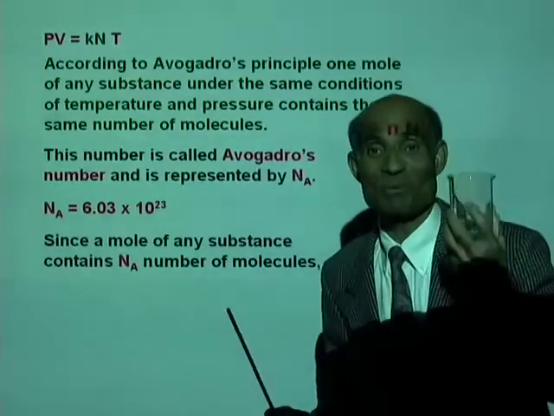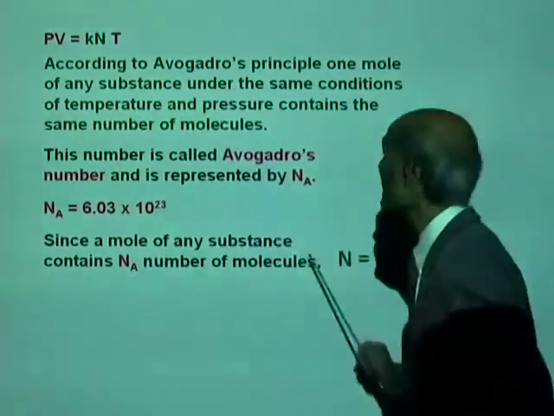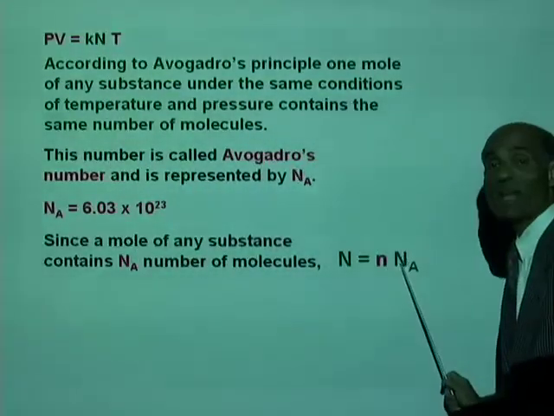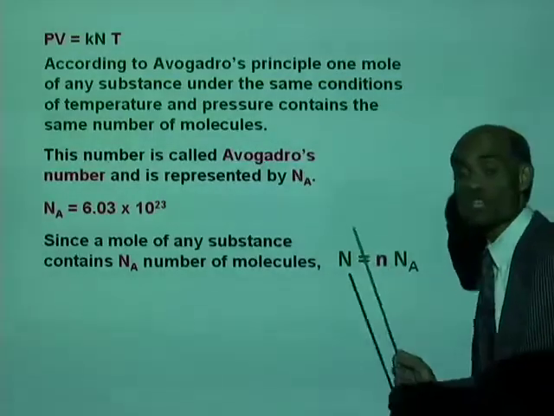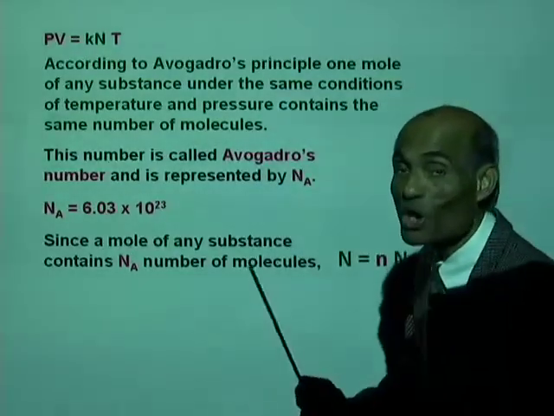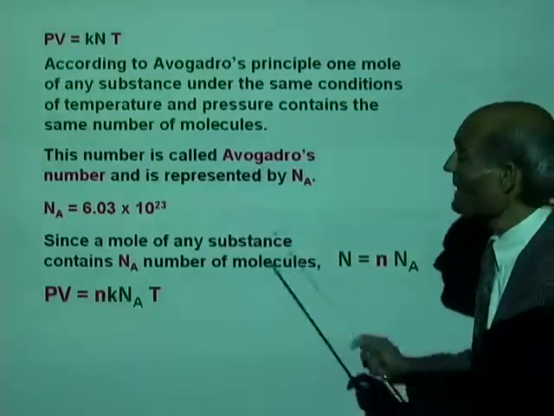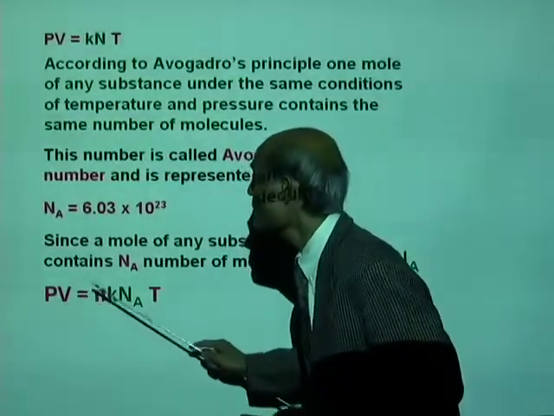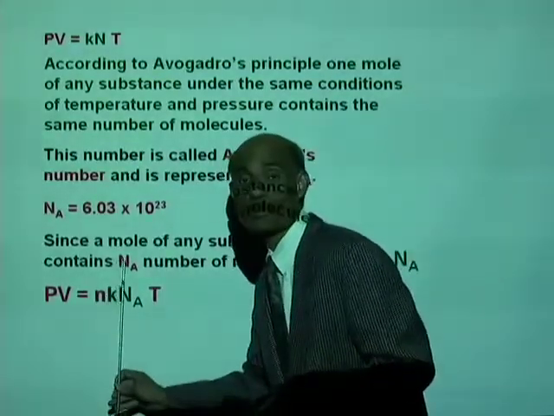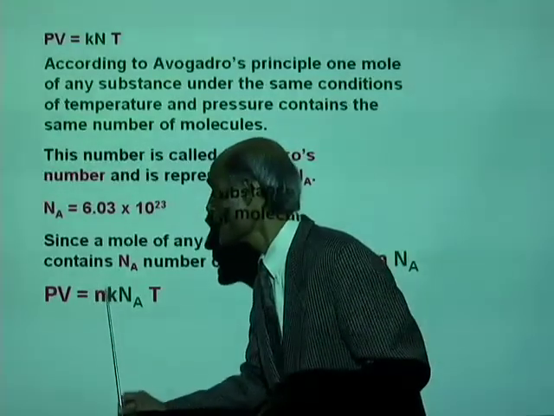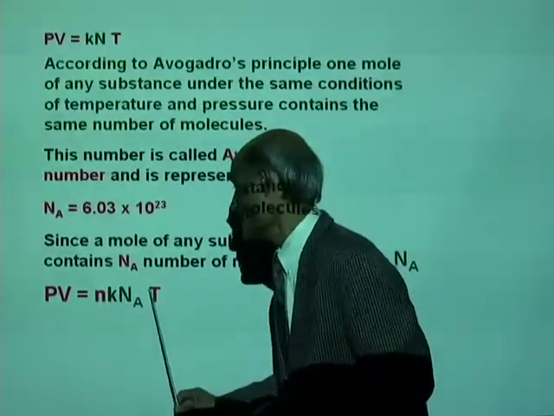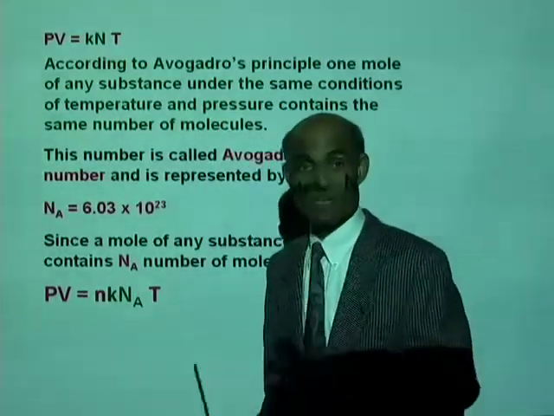So we will now write this N as small n times Na, where small n is the number of moles of gas and Na is the number of molecules per mole. And that gives us PV equal to nKNaT. Alright, what are these quantities? n is the number of moles, K is the Boltzmann constant, Na is Avogadro's number, and T is the Kelvin temperature.